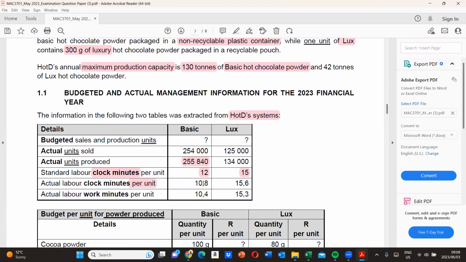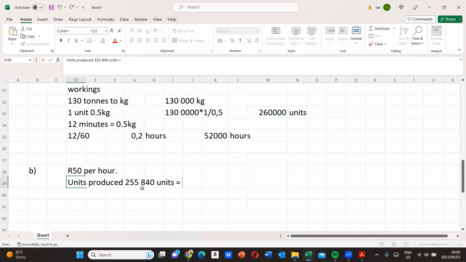Because it's taking us 10.80 to make one unit, that is the clock time that we have. Let's convert that into hours. For this product, we have produced 255,840 units. In terms of hours, how much time did it take us to make this?